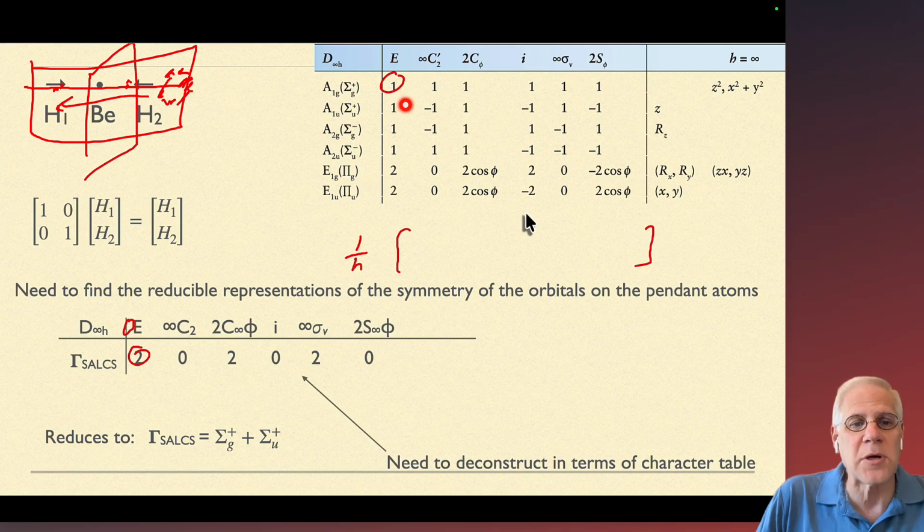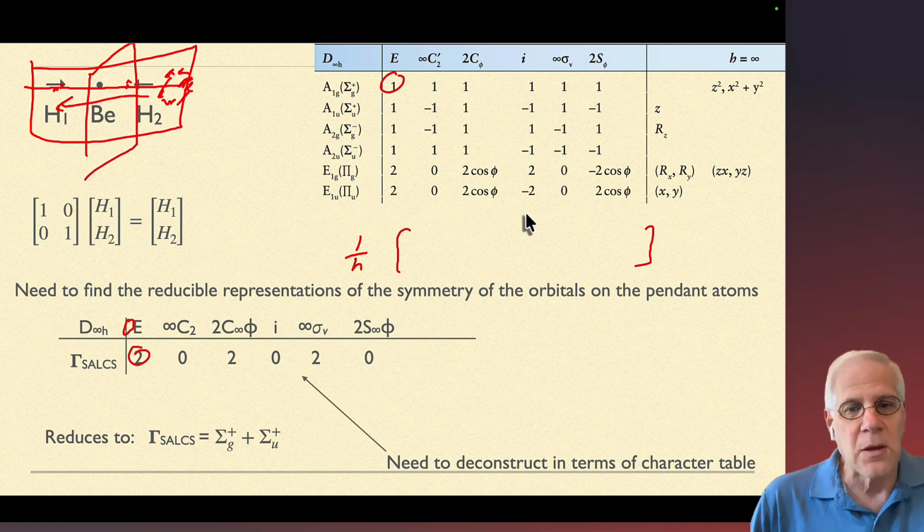I get 1 plus 1 is 2. I get 1 plus minus 1 is 0. 1 plus 1 is 2. 1 plus minus 1 is 0. 1 plus 1 is 2. And 1 plus minus 1 is 0.